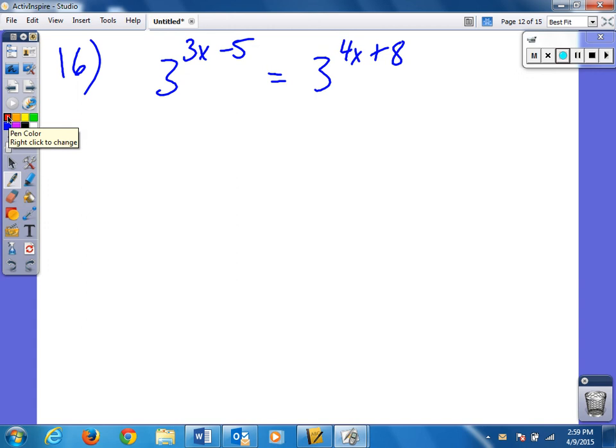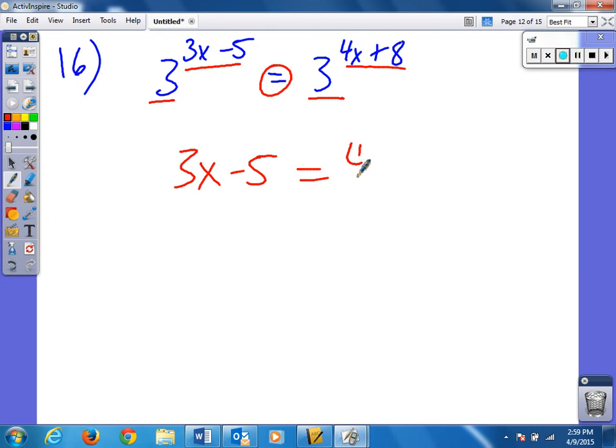16 says solve by equating exponents. So if you look at this equation carefully, you'll notice that we have a 3 raised to some power and 3 raised to some power. So in order for the left side to be equal to the right side, the exponents here have to be equal to each other. There's no other way that we can have an equal sign here unless this exponent is equal to this exponent. That's the only way this equation can be equal. So that means we can just take those exponents and set them equal because we know they have to be equal.